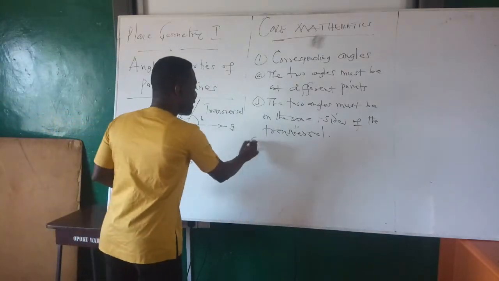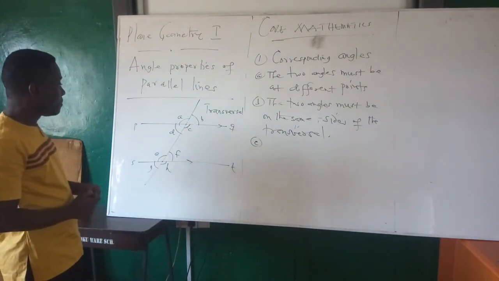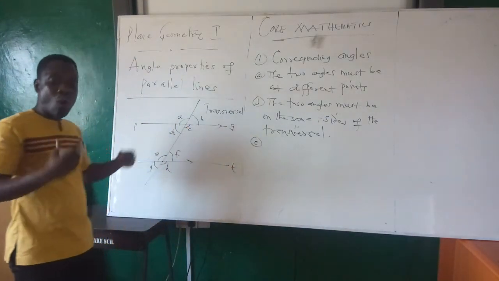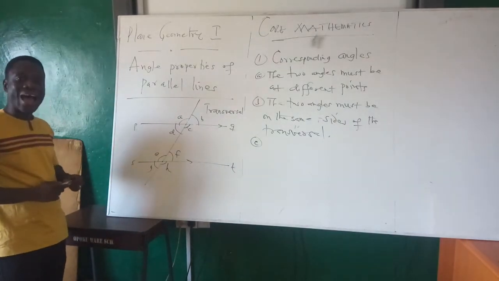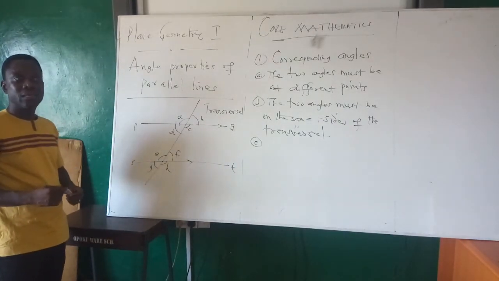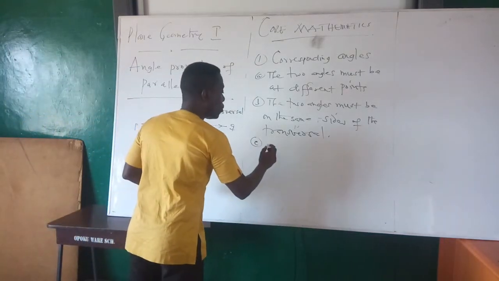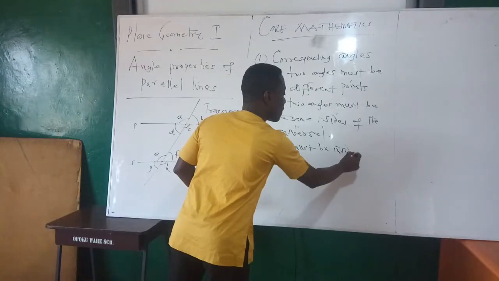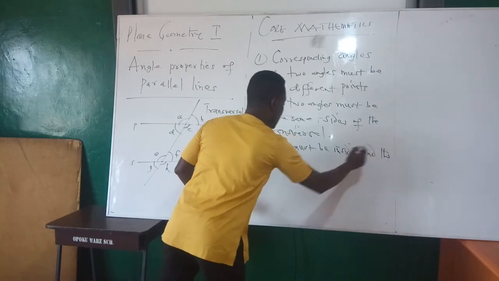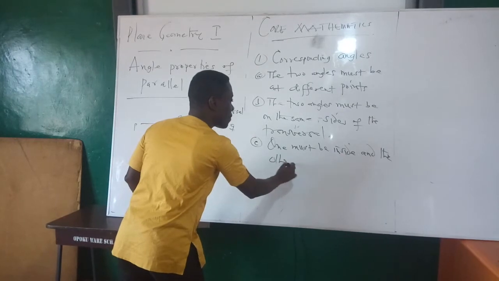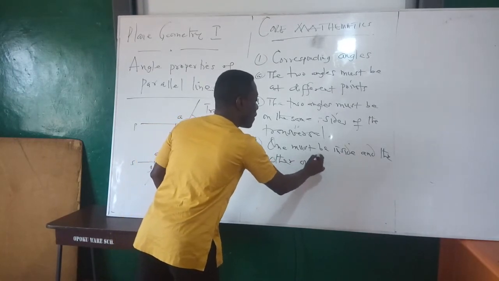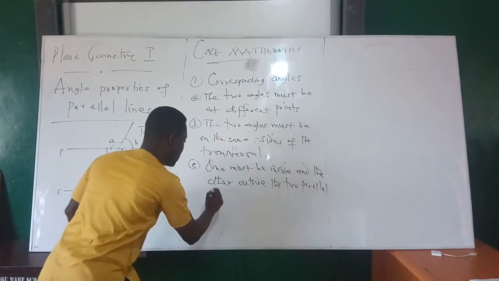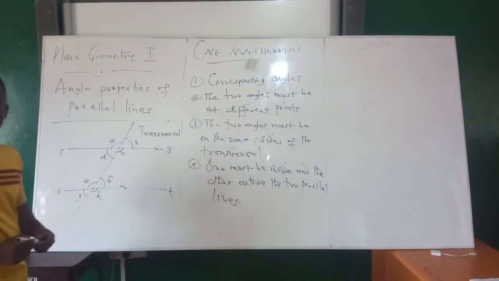And then finally, the last indicator is that for the two angles, one must be inside and the other outside the two parallel lines. So one must be inside and the other outside the two parallel lines. So that's my last.